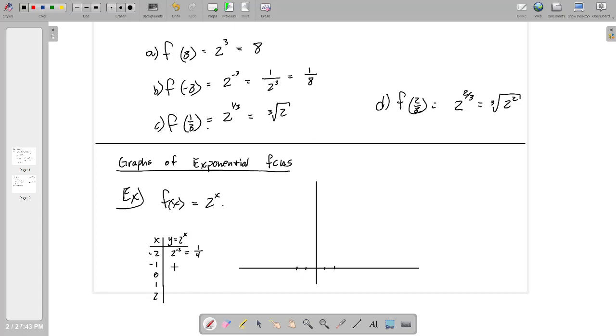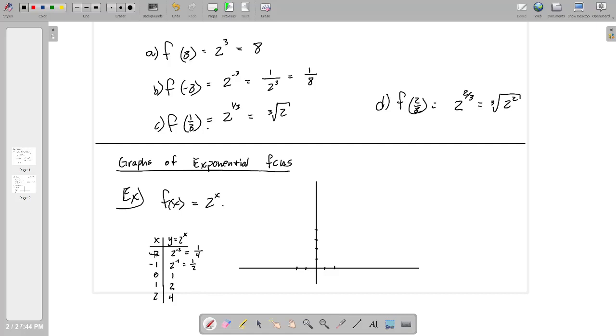At -1, it would be 1/2. 2 to the -1 would just move it into the denominator. Then you would have 1 divided by 2 to the first power, which is just 1/2. Now 2 to the 0 is just 1. Anything to the 0 power other than 0 is equal to 1. So the y-intercept will be at 0, 1. 2 to the 1 is of course 2, and 2 to the 2 is of course 4. Let's go ahead and plot these.